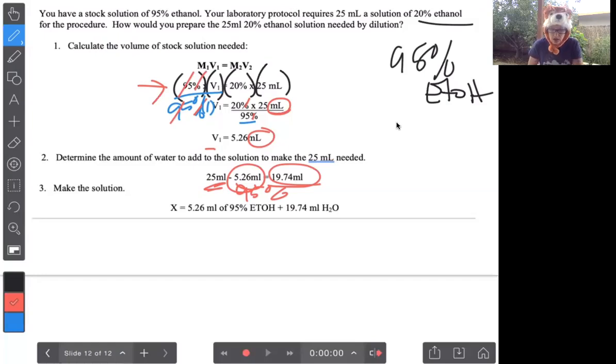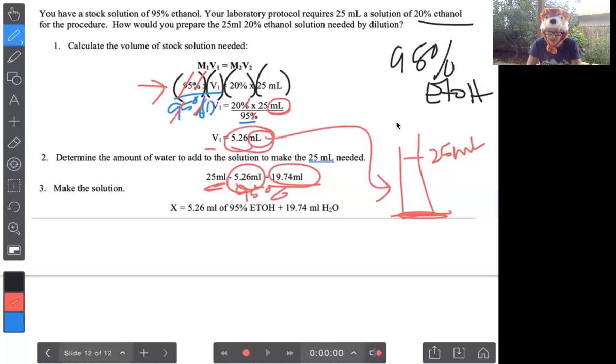Or take our graduated cylinder. This guy's a smaller guy. Its total volume is 25 mils. We add our 5.26 of our 95%. Why do I keep saying 5.265? 5.26 mils, and then we add the rest up with water, and we don't need to do the math. Right?